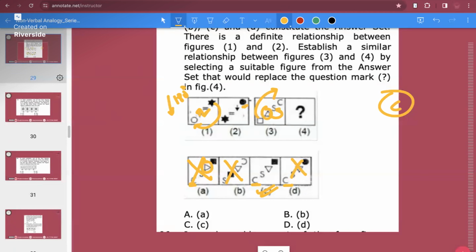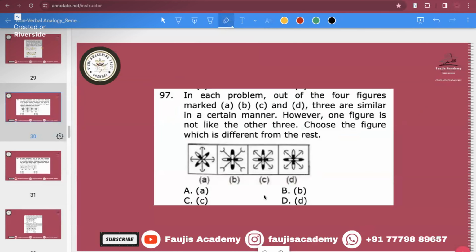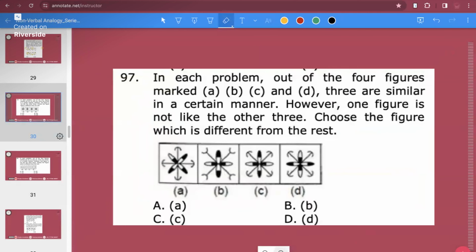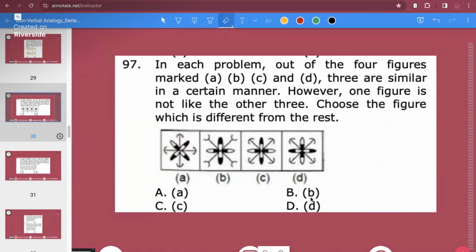Anybody who is not getting it, guys, let's finish off this one together. Odd one out. Which one is the odd one out? Option A. Option A looks the odd one out because in every other place we have the multiplication sign, the outer elements. But over here in A only, we have a plus sign.